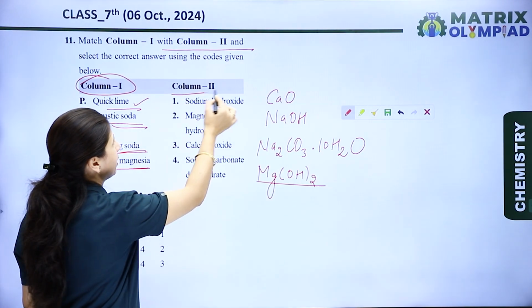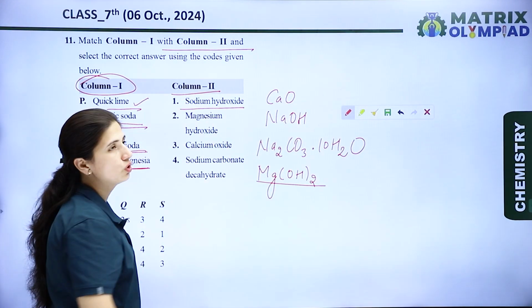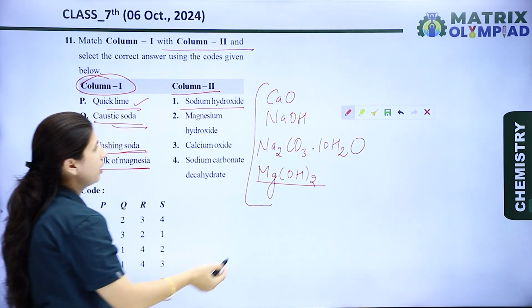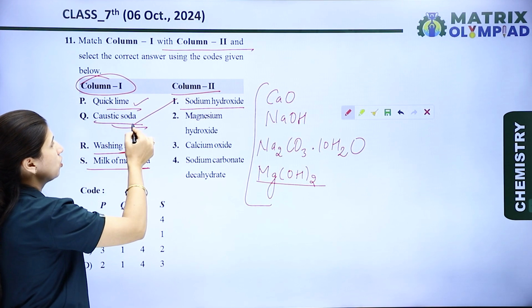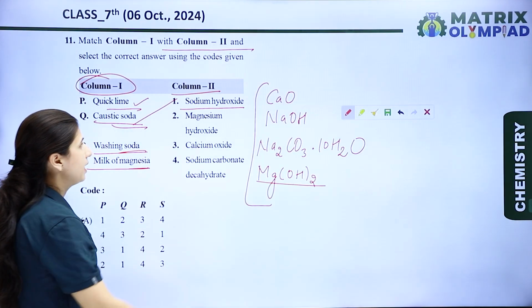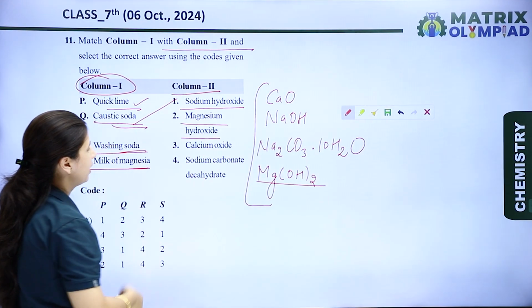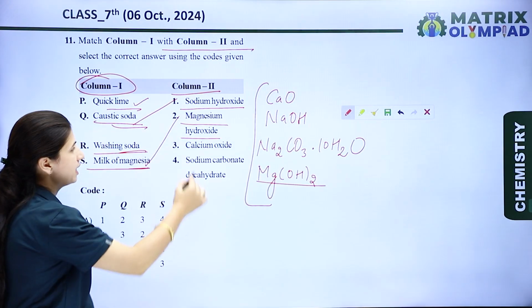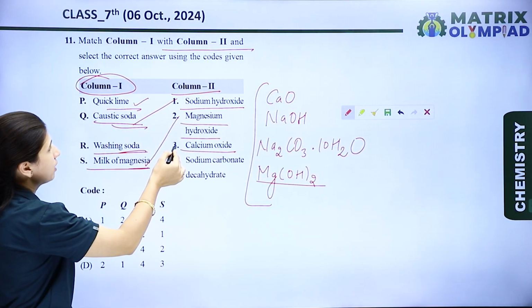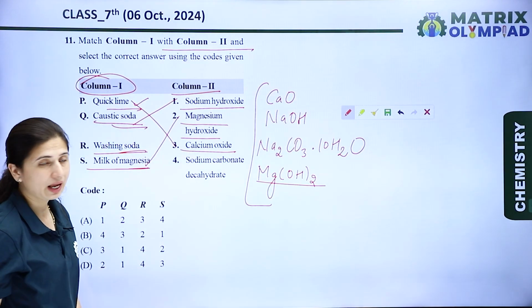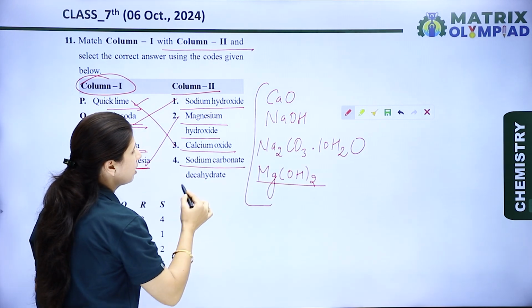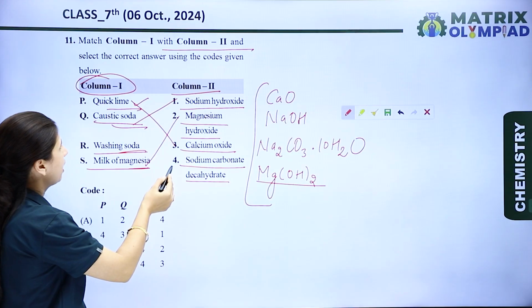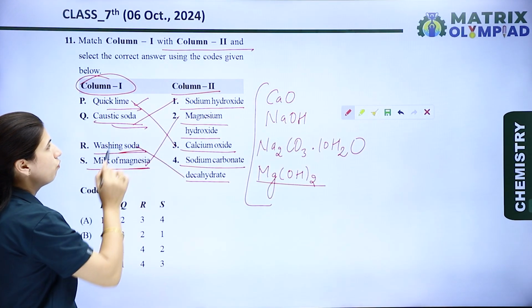Let's see column second. In column second, first is sodium hydroxide. Okay, so it is clear from these formulas that sodium hydroxide is known as caustic soda. Next is magnesium hydroxide. Magnesium hydroxide is known as milk of magnesia. Next is calcium oxide. Calcium oxide is known as quicklime. And last is sodium carbonate decahydrate. So sodium carbonate decahydrate is known as washing soda.